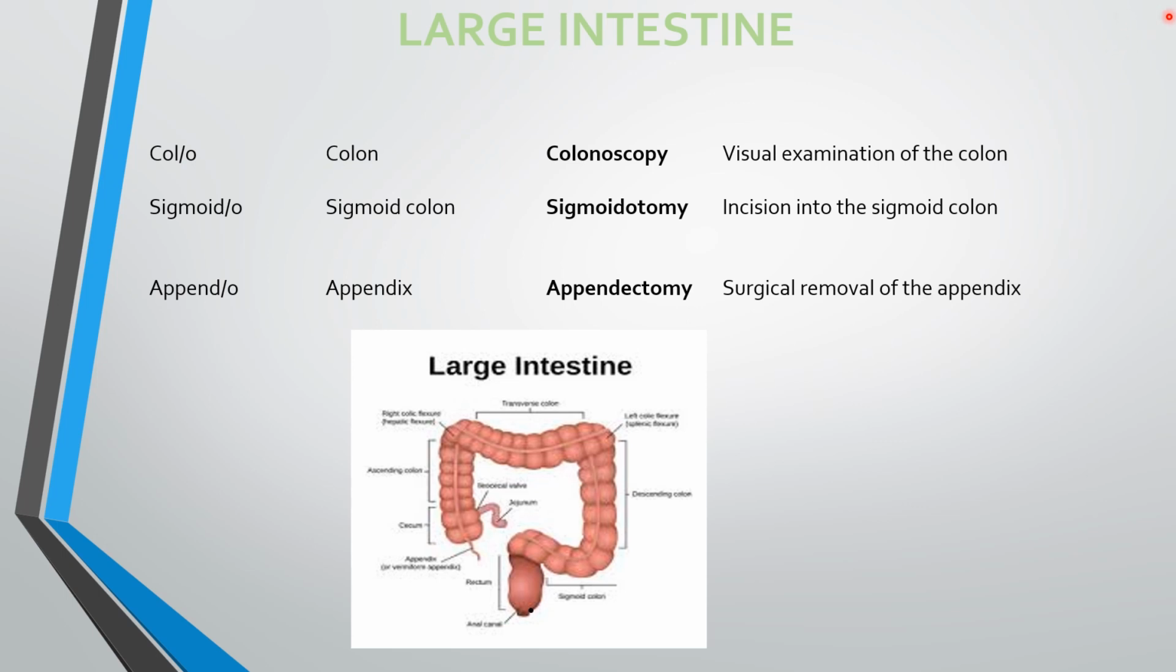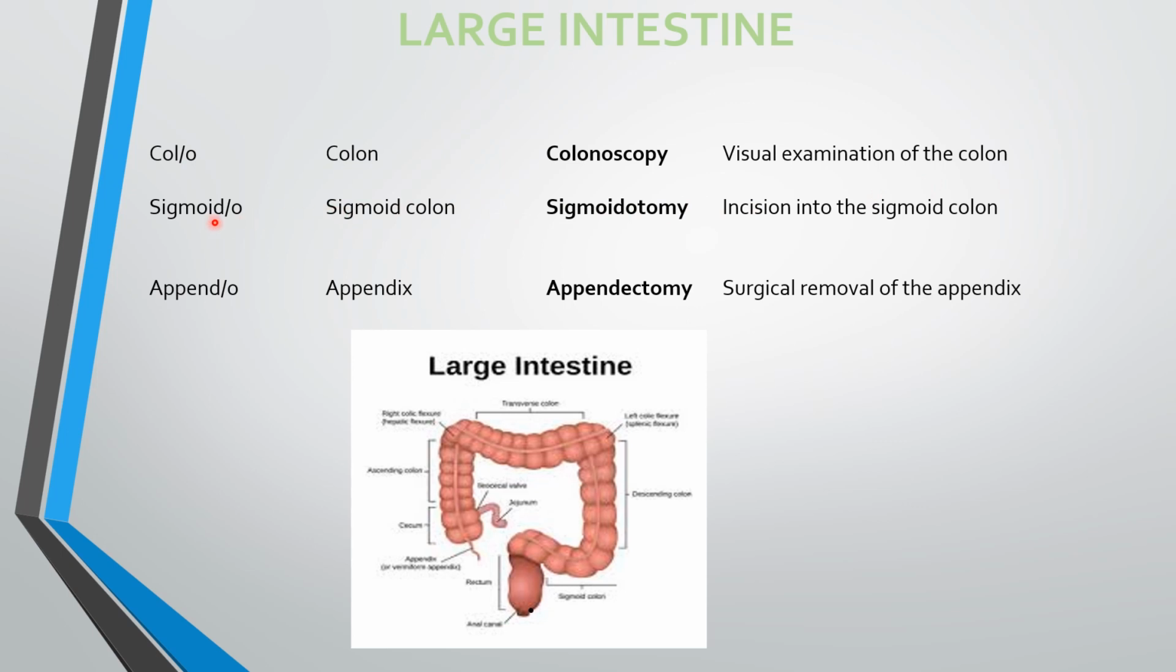These are just some of the medical words that make up the large intestine of the digestive system. Here we have colo, the prefix col with the vowel of O, is colo, and that is defined as colon. A medical term using colon is colonoscopy. The suffix oscopy is always defined as visual examination. So the term colonoscopy means visual examination of the colon.